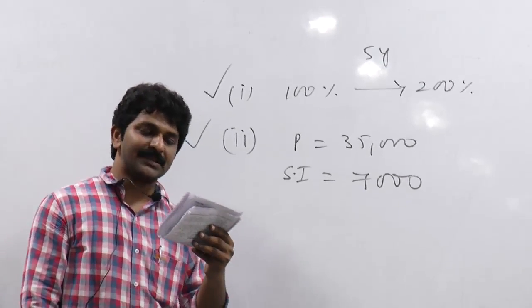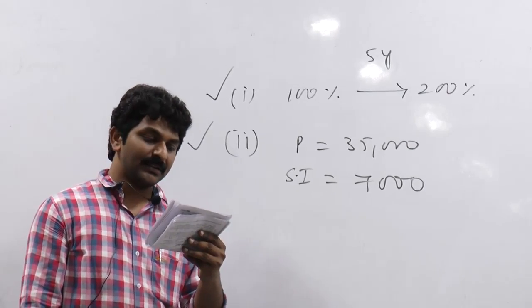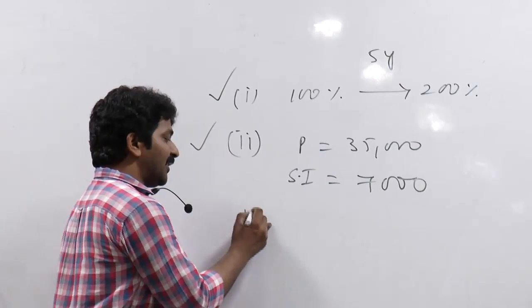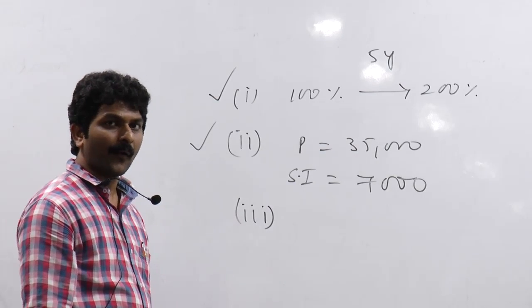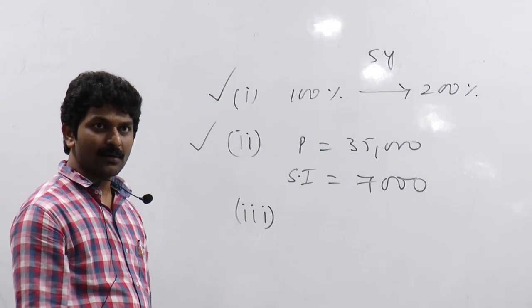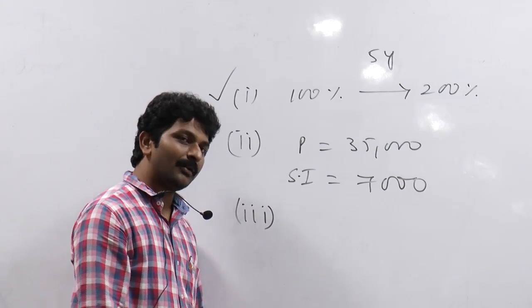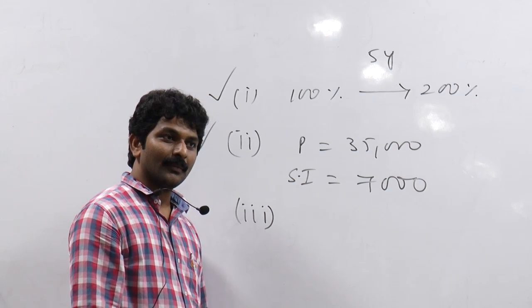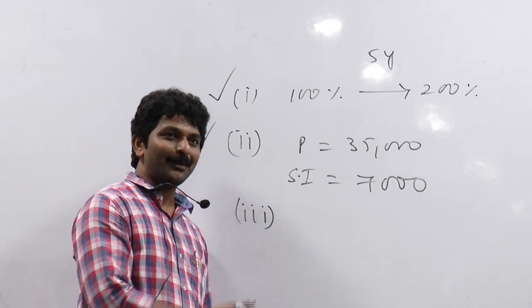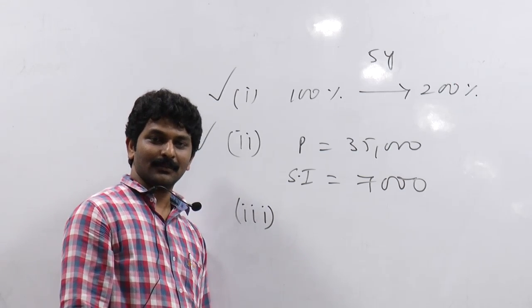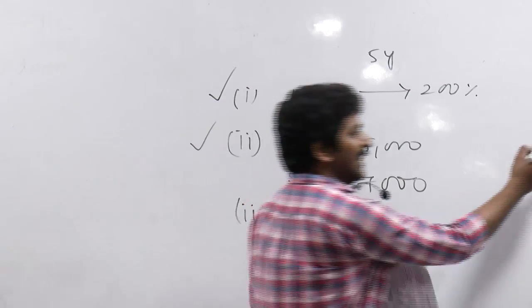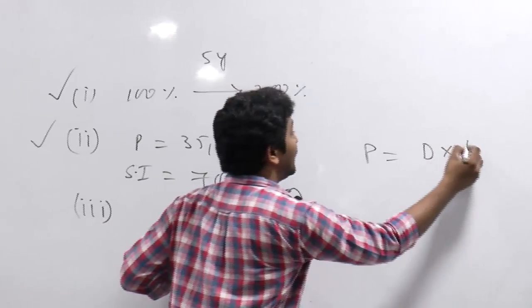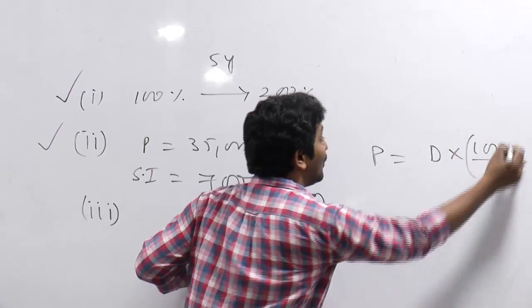Next, third one. Difference between compound interest and simple interest earned in 2 years is 1400. Will you get answer from 3 alone? No. Those who said yes, can you tell me how? Can you tell me how? If you are given difference between simple interest and compound interest for 2 years, principal P is equal to D into (100 by R) whole square.